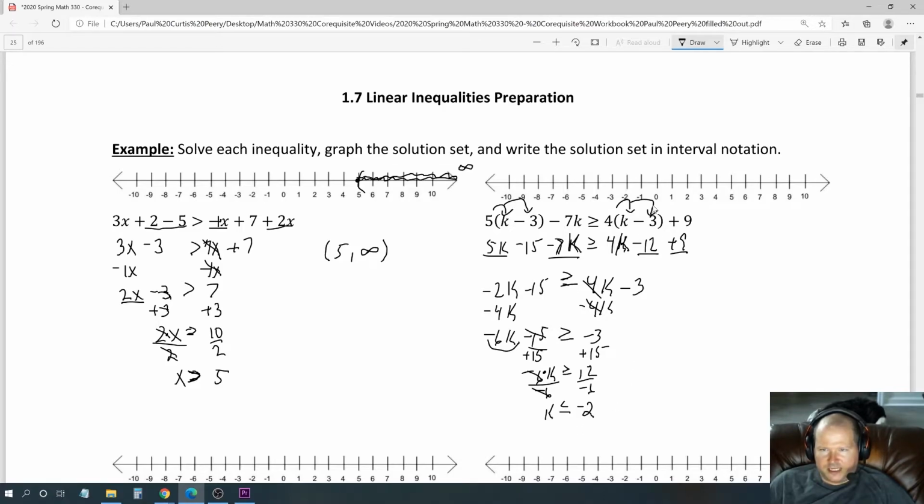All right, next we're going to plot the negative 2 over here. Because it says k is less than or equal to, we're going to use a bracket. And because it's pointing to the left and it's lesser, we're going to go to the left. So we use a bracket going to the left. Let me just shade it in. All right, so if you go to the left forever, we end up with a negative infinity. So whenever we write this in interval notation, we put negative infinity all the way up to negative 2. And because we include it, we use the bracket for that interval notation.